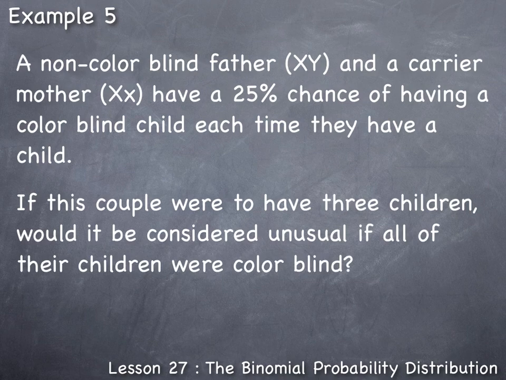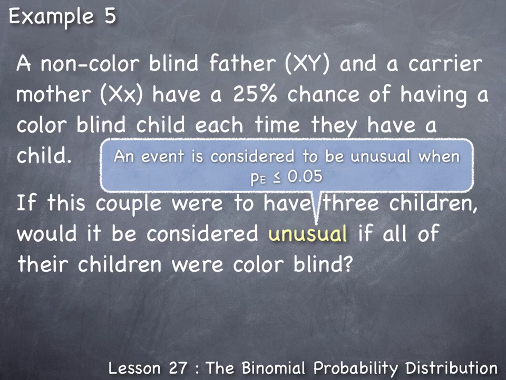Well, this question is referring to, is this particular outcome unusual? Statistically speaking, an event is considered to be unusual when the probability of that event occurring is less than or equal to 0.05. So we need to calculate the probability of the event here in question and compare it to the 0.05 level. If it's less than or equal to 0.05, the conclusion is it is an unusual occurrence. But if the probability is greater than 0.05, the conclusion is it's not unusual.